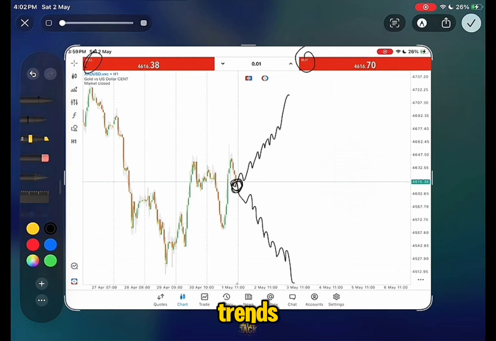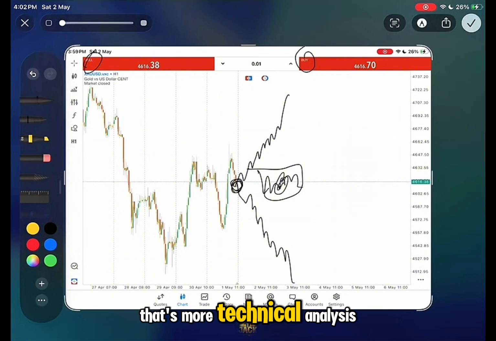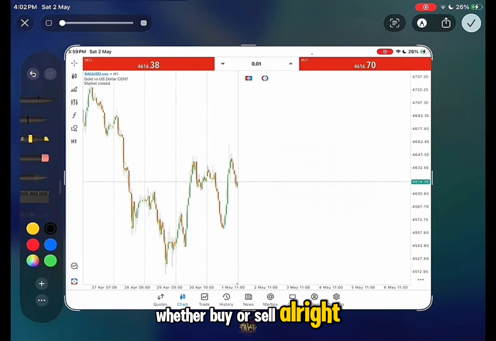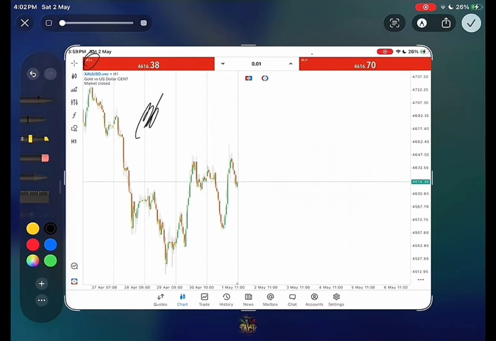50-50. There are only two ways to make money. Two trends. Obviously, there's a third trend, which is sideways. I'm not going to get into this yet. That's more technical analysis. So this is a simple thing that you guys need to know: whether buy or sell. So what is sell? Sell means you're not actually selling stuff. Buy means you're not actually buying stuff.